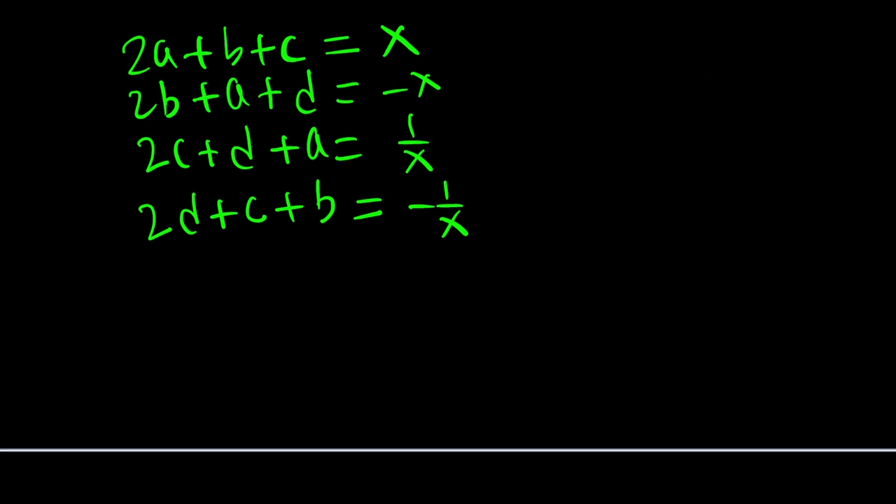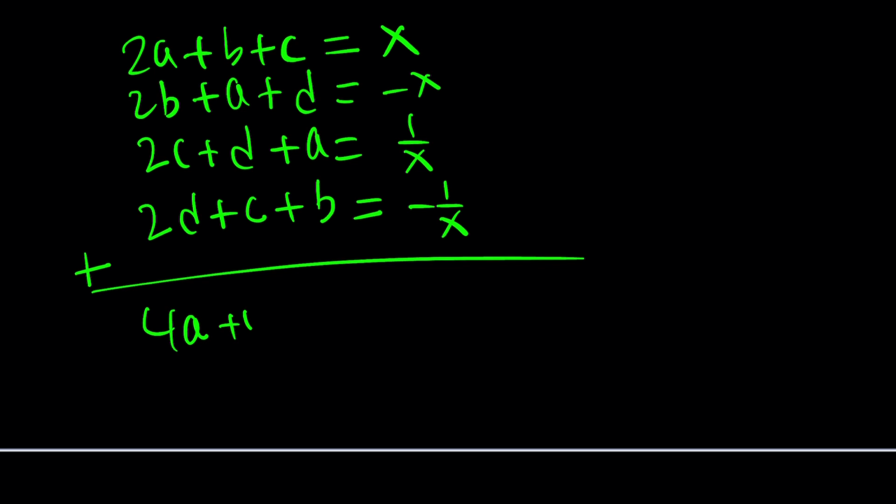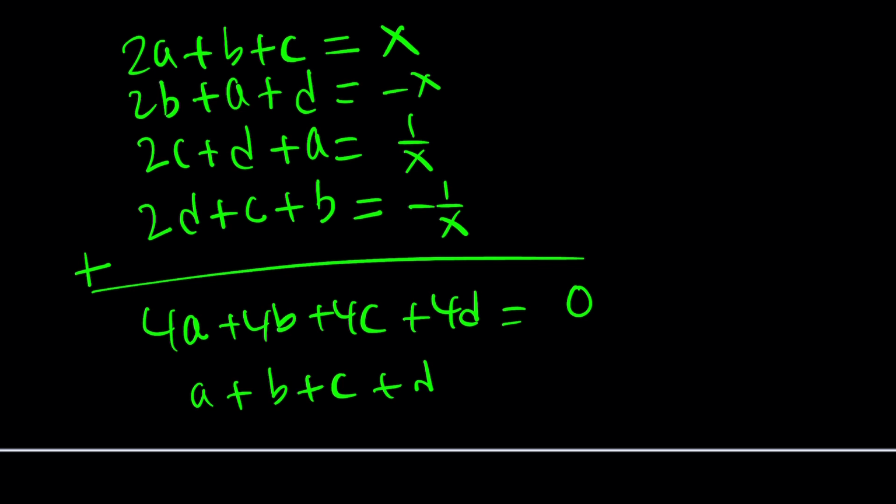Great. Now, how do we solve for a? That's a good question, right? Maybe if we add everything up, do you think that's going to help? We can give it a try. Looks like we have some type of symmetry here. If we add everything up, we're going to get 2a plus a, which is 4a. And then we have 4b, and then 4c, right? And then 4d, because everything will appear 4 times. And when we add all of these things up, we're going to get 0, which means a plus b plus c plus d is equal to 0.